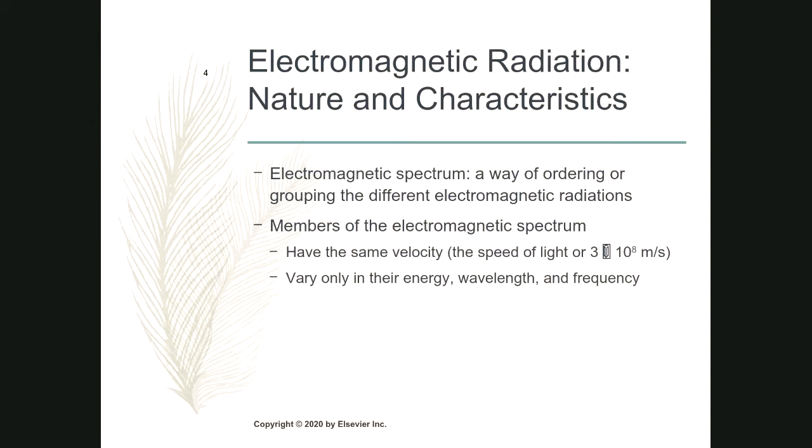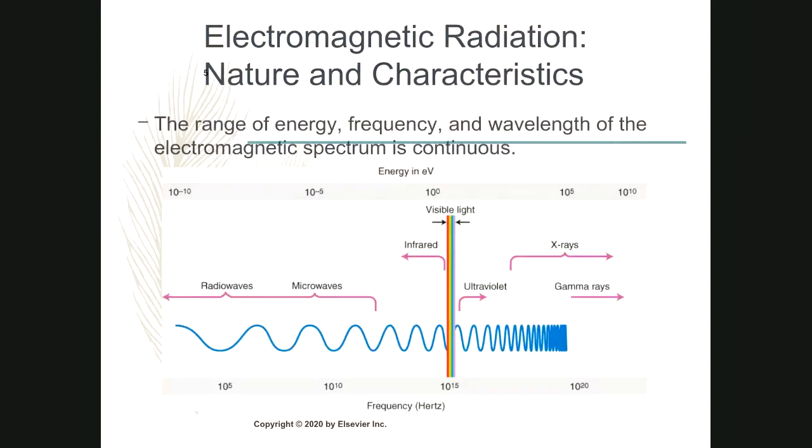So on that spectrum, all of those particular things, radio waves, microwaves, infrared light, visible light, ultraviolet light, X-rays, and gamma rays, all travel at the same velocity. They travel at the speed of light, which is 3 × 10⁸ meters per second. The only thing they vary in is their energy, their wavelength, and their frequency. Okay, so they vary in their energy, their wavelength, and their frequency, but they never vary in velocity because they all travel at the same speed.